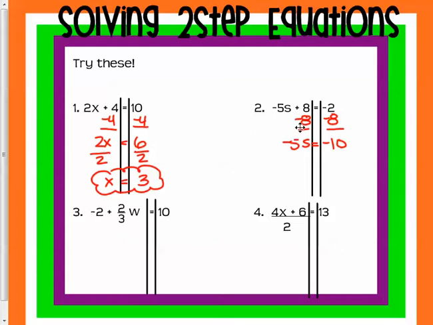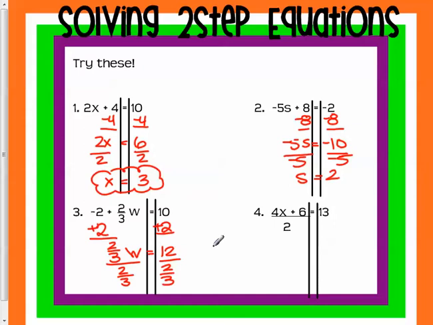On number 2, your first step would be to take 8 away, which leaves a -10, then divide by -5. So S equals 2. Over here, on number 3, you would add 2 first to both sides. And then you would have to divide by the 2/3, which is the same as keeping it as a 12, changing it to multiplication, and flipping that over and multiplying. So when I simplify, I'm left with W equaling 18.